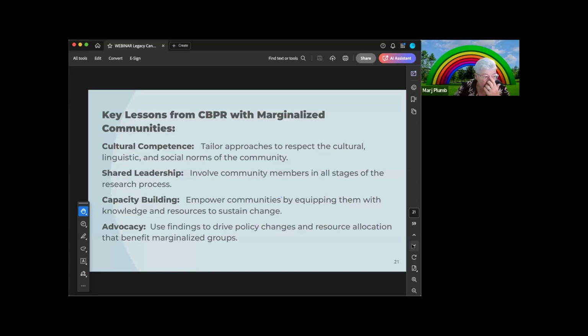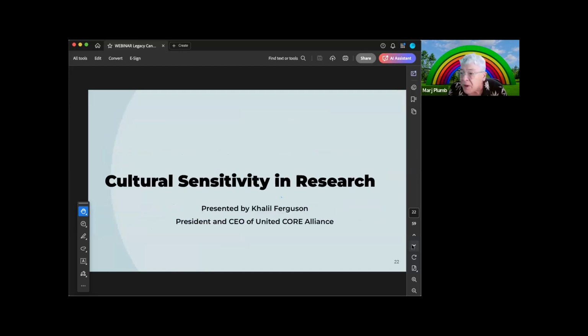The next presenters are actually going to really drill down into the cultural sensitivity and cultural aspects of this current research project, but hopefully this overview of CBPR is helpful and has you thinking in the right light about what we're trying to do. Khalil? Yes, thank you, Marge. You made a number of very important points that we will build on.